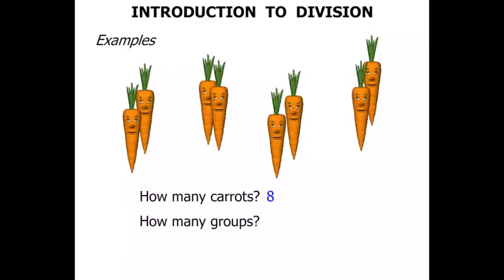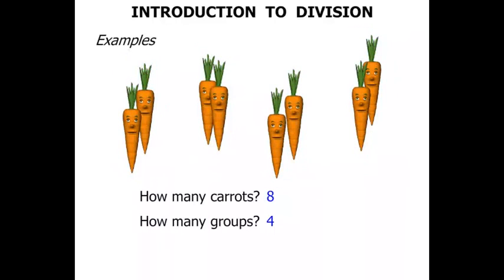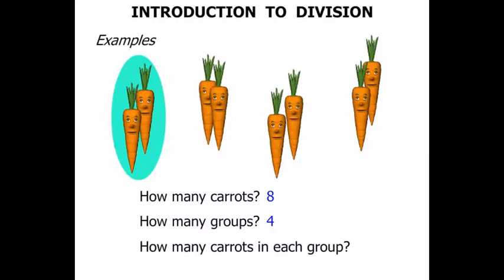How many groups? 1, 2, 3, 4. We've got 4 groups. How many carrots in each group? Well, that's easy. We can see that each group is simply made up of 2 carrots.